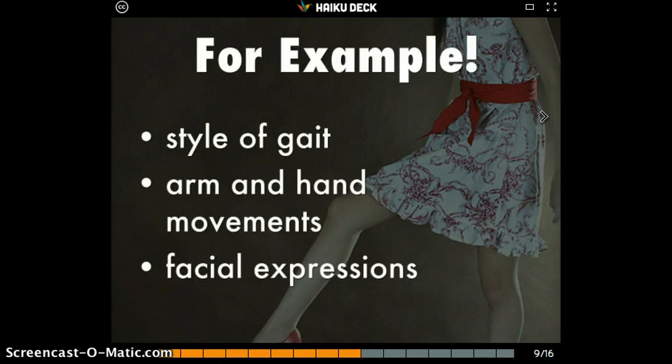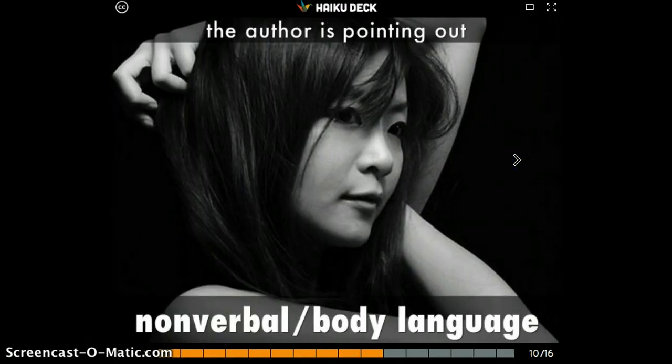Another simple example: style of gait, arm and hand movements, and facial expressions. These are all examples of what? Nonverbal or body language. Absolutely. So this is a very simple way to see how the author is trying to communicate a particular concept to his reader. That's why I wanted you all to do the same thing with your articles, because when you list them and separate them from the rest of the article, it becomes very apparent what the author is attempting to point out.